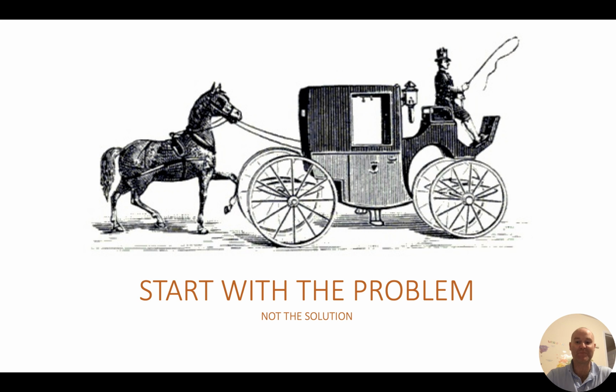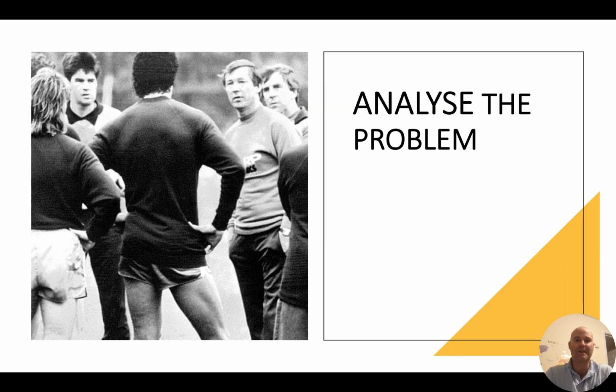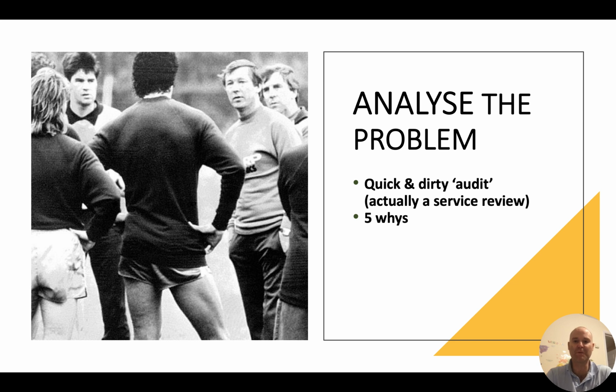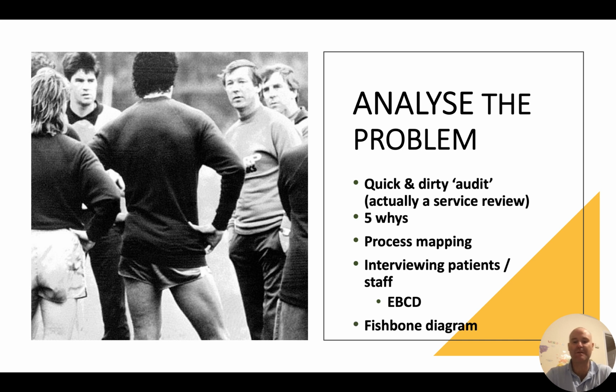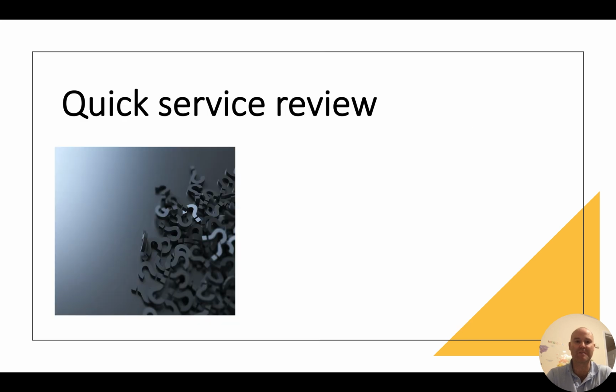And as with all good QI, you always start with a problem. Don't try to start with your interventions and solutions before you have fully understood the local complexion or issues at stake. There are a number of ways we can do this, and there are basically five things that I want to cover. Firstly, the quick and dirty audit or service review, something called 5 Whys, process mapping, a personal favorite of mine, interviewing patients and staff using questionnaires, and then a fishbone diagram or Ishikawa diagram as it's known in QI speak.